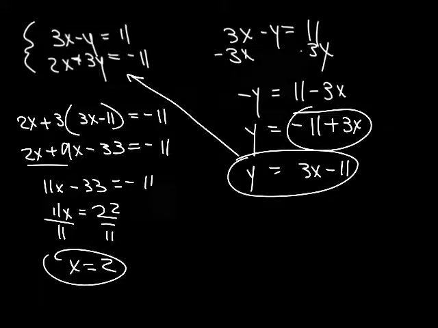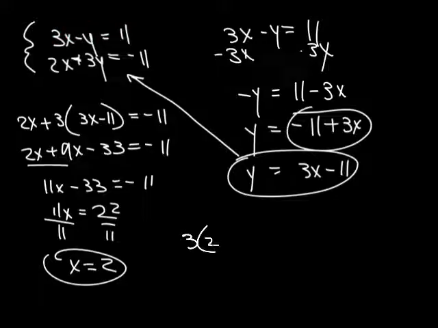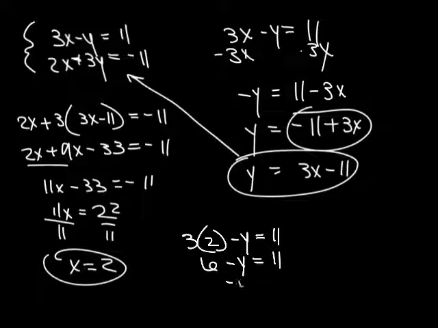Now I have to find the y value. I'm going to look up here at the original equations and find the simplest one. This one looks simpler, 3x minus y. So I'm going to take my x and put a 2 in there. So 6 minus y equals 11. Subtract 6 from both sides. Oops, that's not negative. It's positive because 11 minus 6 is positive 5.